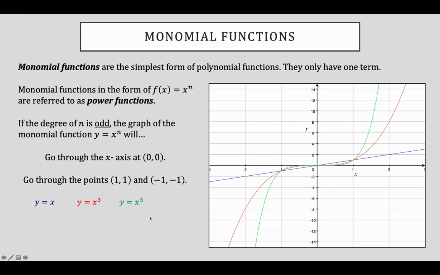What do you think the graph of y equals x to the 7th would look like? Very similar shape. Again, it's going to grow more quickly outside of 1, fall more quickly outside of -1, still goes through the origin at 0, 0, and still crosses through the ordered pairs 1, 1, and -1, -1.